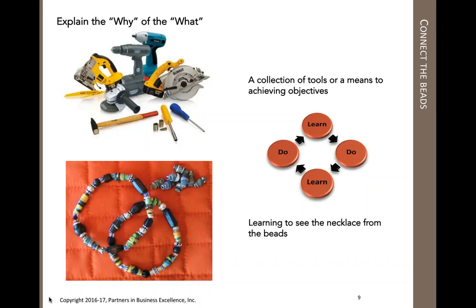Unless they can see the necklace as a result of the beads that they are moving, they will not be engaged. Or they may be doing the things that you ask them to do, but they will never understand why they're doing it. And we spend a great amount of time explaining why things are being done, not necessarily what needs to be done. And it takes a while. In our experience, sometimes it could take as much as 2 to 3 months before people can transition from the what of doing things to the broader understanding of why things are being done.